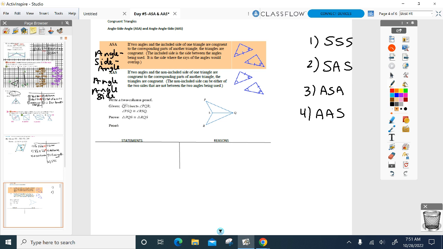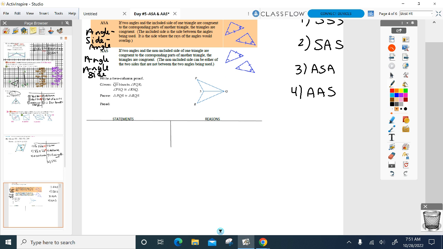Here's the deal today. I'm going to do two proofs with you, and then I'm going to give you probably the hardest one we've done to date to see if you and your groups can do it or not. And my softness wore off pretty quickly. I didn't write any of the givens or mark the diagram for you. Suck it up. QS bisects angle PQR. Angle PSQ is congruent to angle RSQ.